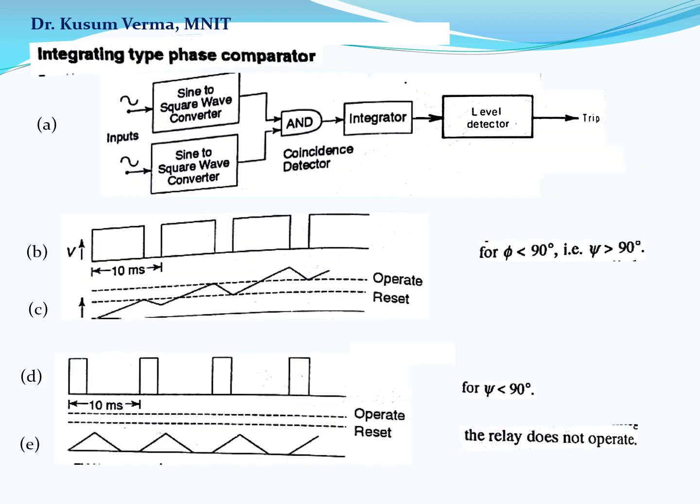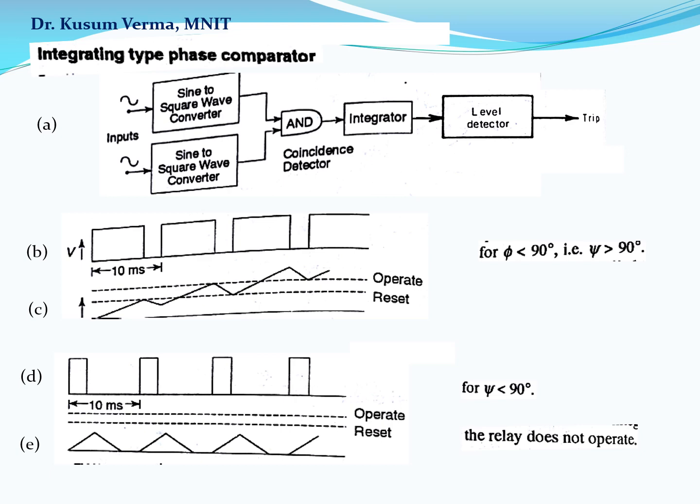The second type of phase comparator is the integrating type phase comparator. Figure A shows the block diagram of the integrating type phase comparator. The input signals are sinusoidal signals which are first converted into square waves and then applied to the AND gate. The AND gate acts as a coincidence detector, and the output of this AND gate is a chain of pulses, as shown in figure B.